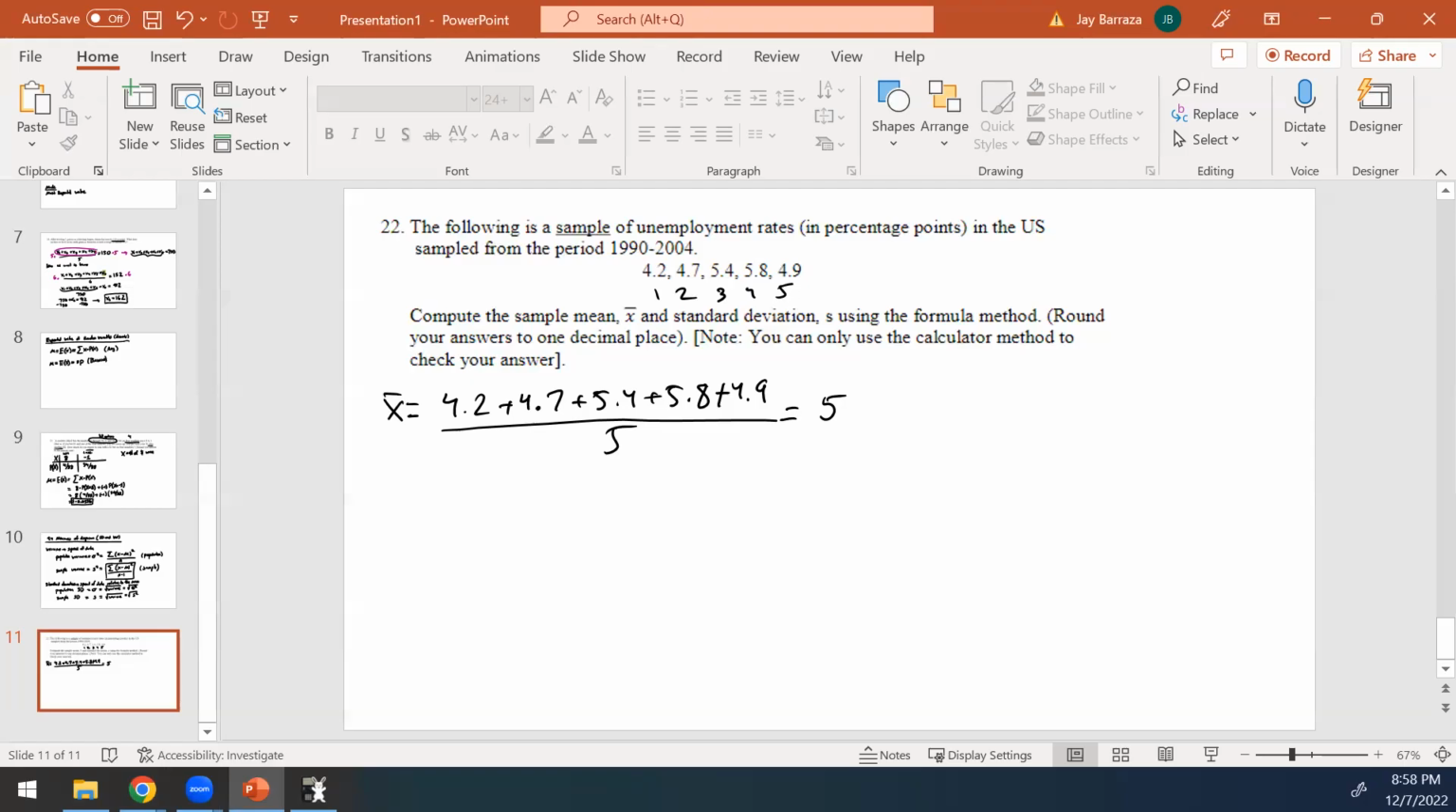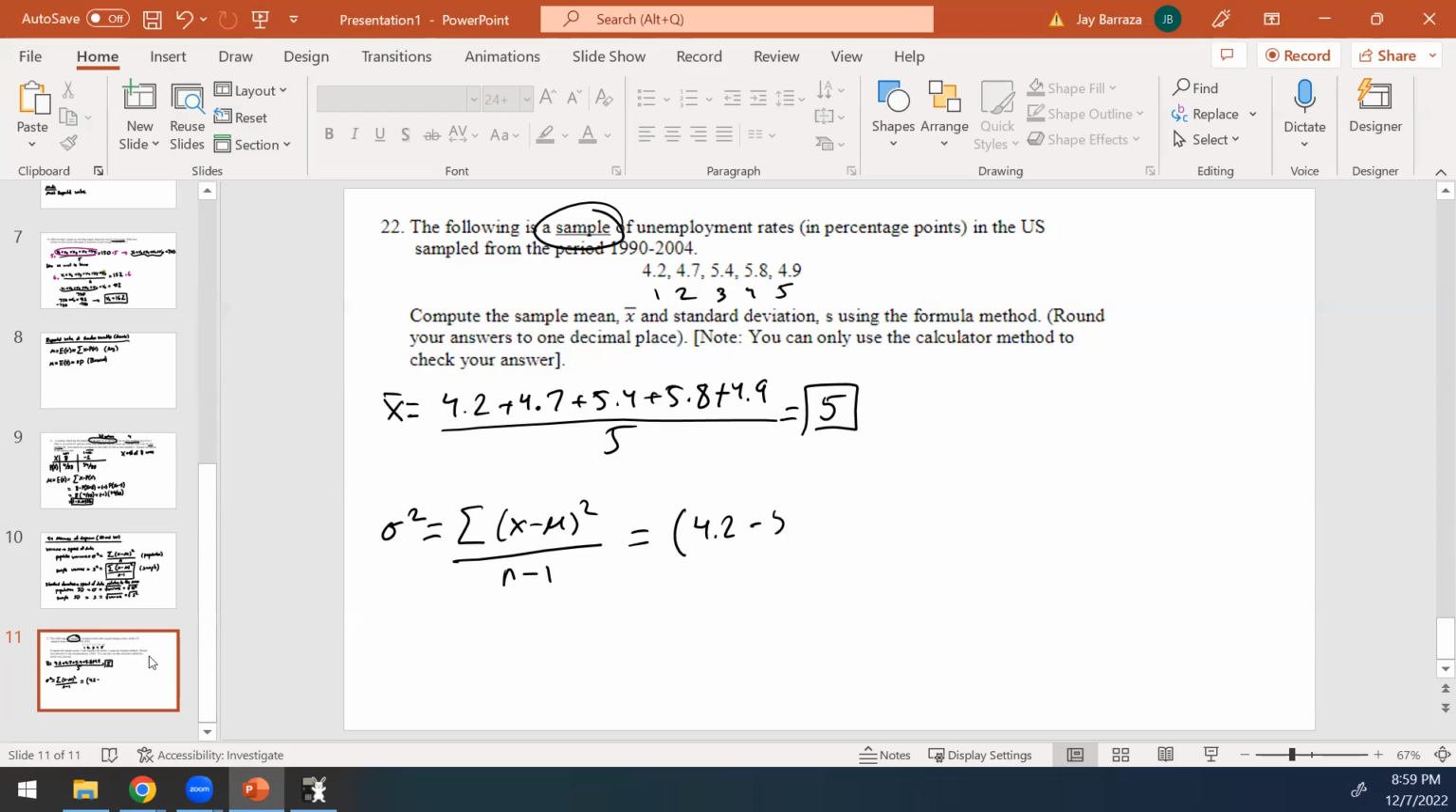Okay, 5. And then you're not going to calculate the standard deviation first. You're going to calculate the variance and then square root it at the end. So we're going to calculate sigma squared, which is equal to the sum of x minus mu squared divided by n minus 1 because of sample. Got to remember that.